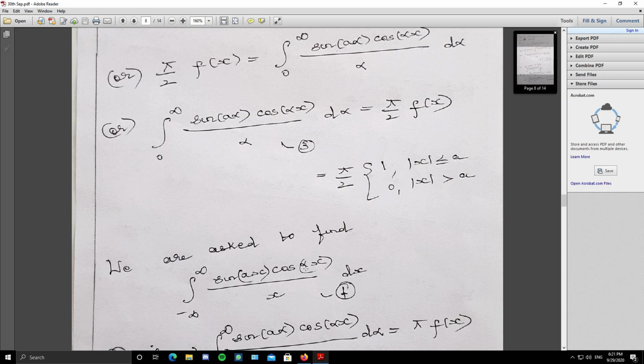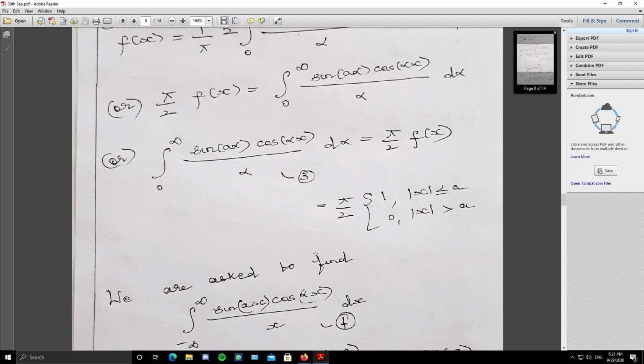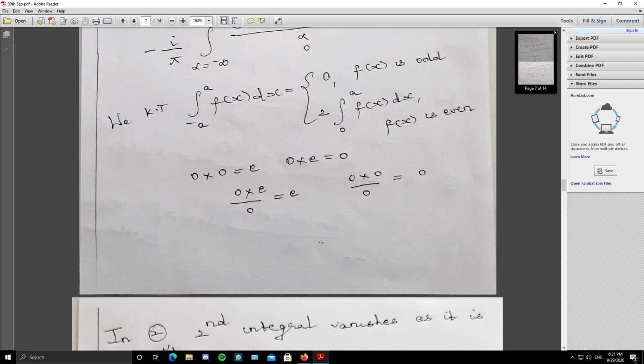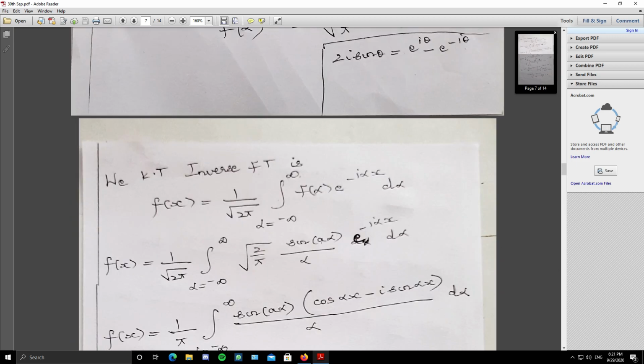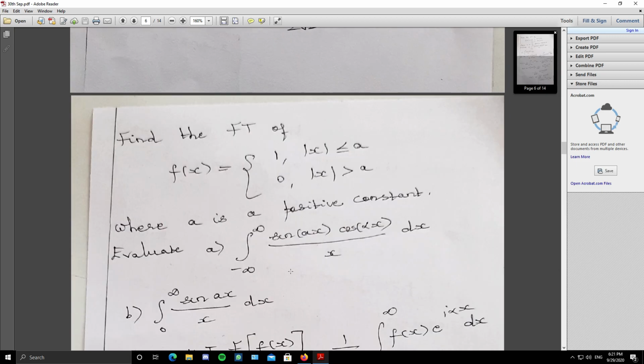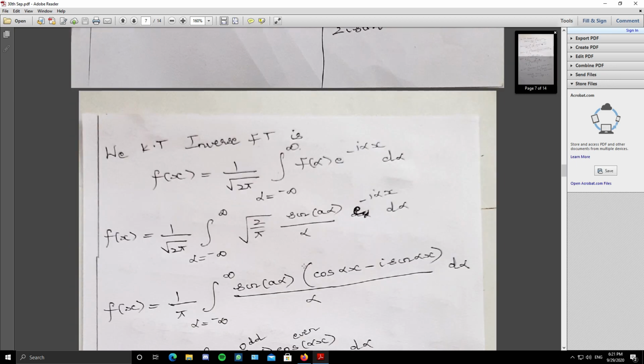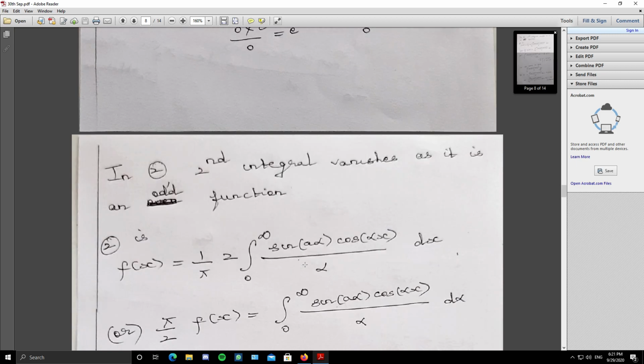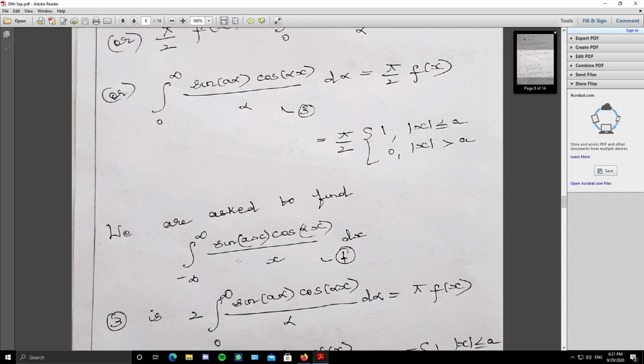Now, look at the question, what we are asked to evaluate. We are asked to evaluate this integral, so that is what I have written here: the integral from minus infinity to infinity of sin ax cos alpha x by x dx. So what we have got, take it as 3, and whatever you are asked to find, take it as 4. Now you compare these two.